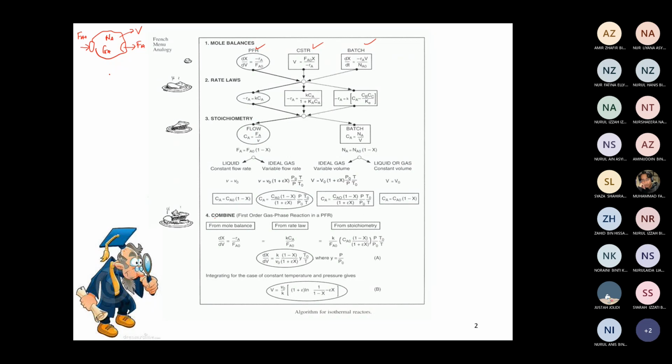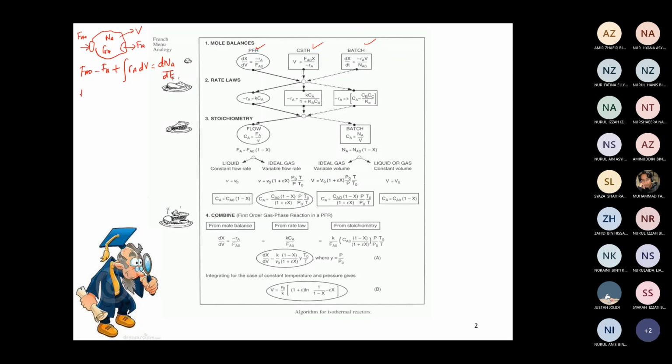So basically the general equation of the mole balance would be FA naught minus FA plus the integration of RA dV is equal to dNA over dt. The mole balance applies to all three types of reactors. It's just that you have to make some changes according to the type of reactor.